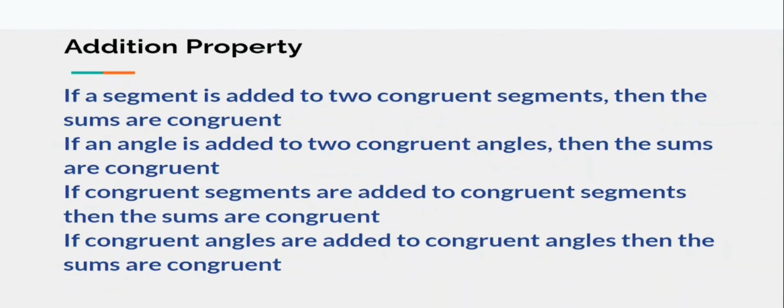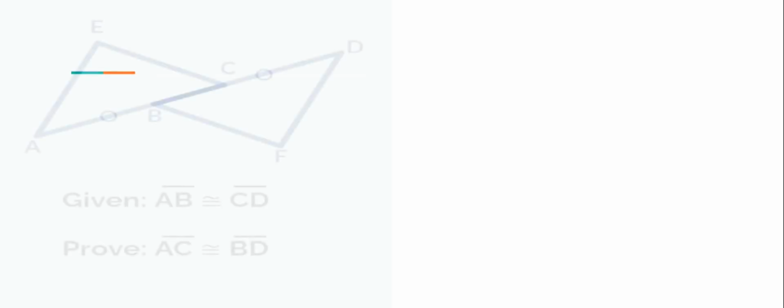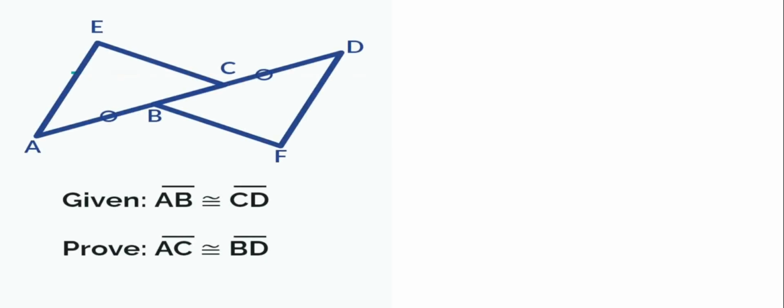The second type of theorem states that if congruent segments are added to congruent segments, then the sums are congruent. This also can be used with angles. So if congruent angles are added to congruent angles, then the sums are congruent. Now here's an example with the addition property.